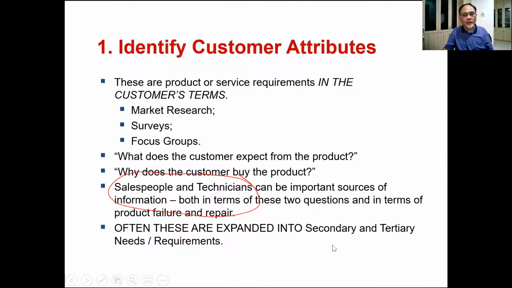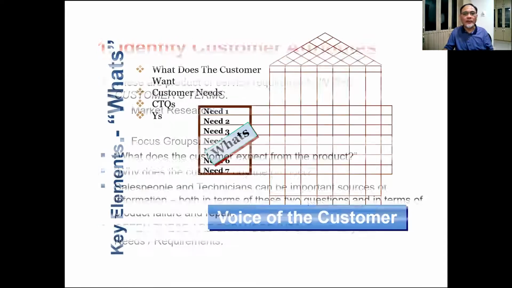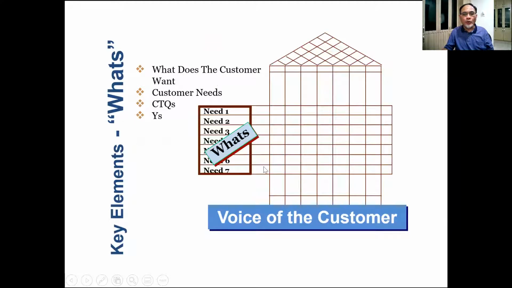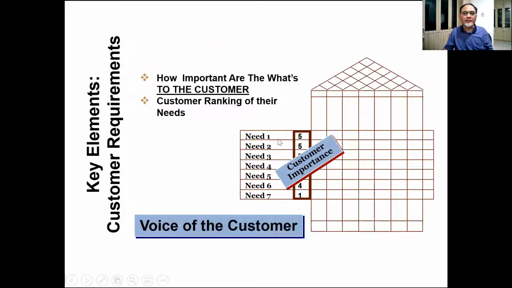And if you want to expand that into secondary or tertiary requirements, you expand that. So this is the whats, the key elements: what the customer wants, customer needs, and critical to qualities. And it becomes your whys. Why? And you also want to rank them by customer importance.